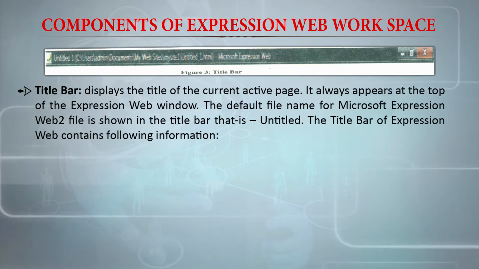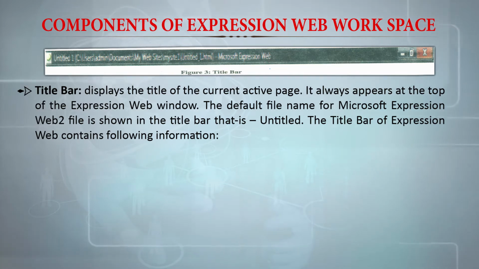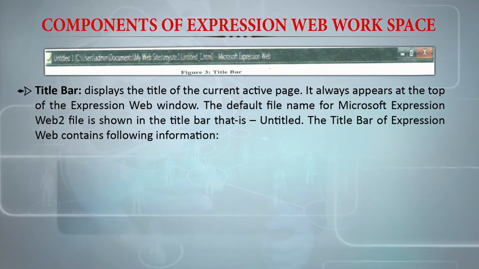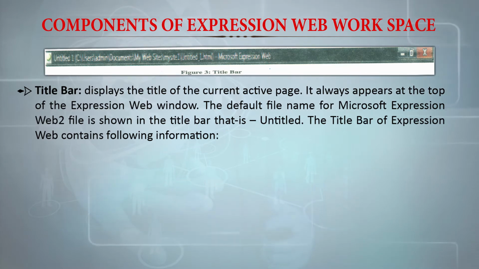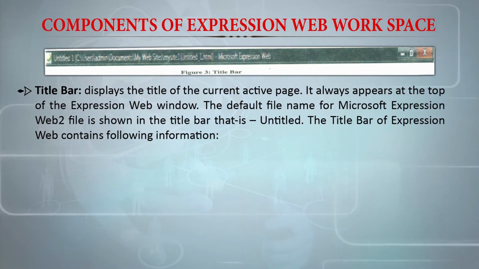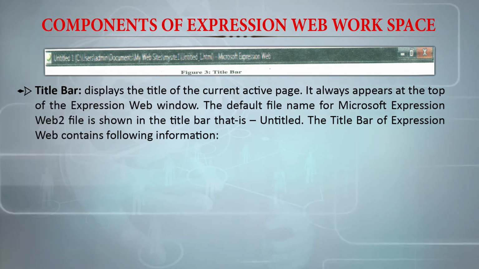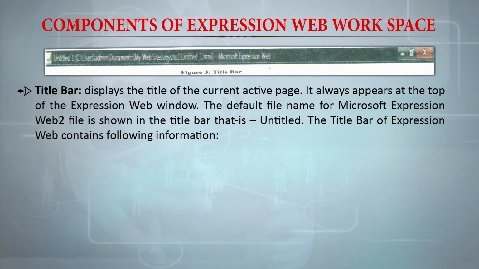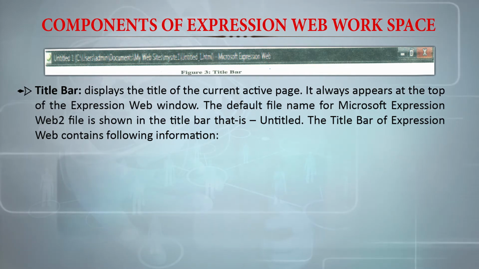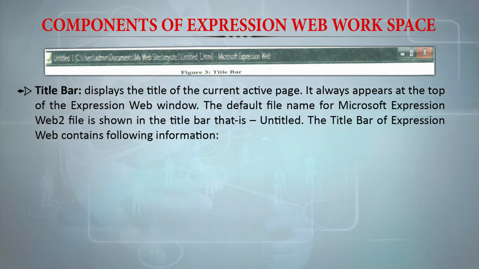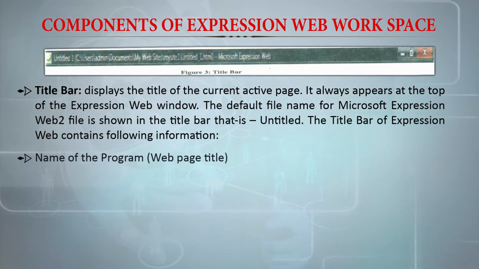So if you have a look at the figure, you will find the title bar. It displays the title of the current active page. It always appears at the top of the Expression Web window. The default file name for Expression Web is the file shown in the title bar, and it is normally untitled, and this is the case with any software. If you open a file and you just start working on it without giving any title, normally the title of such a file is untitled. The title bar of Expression Web contains information such as the name of the program. So the title which you want to give to the web page, that will become the name of the program.